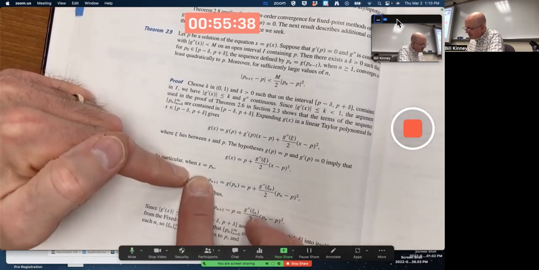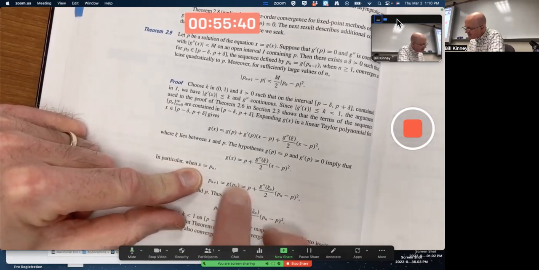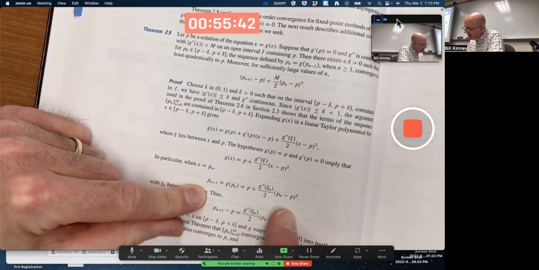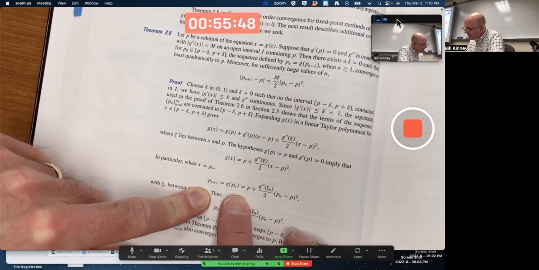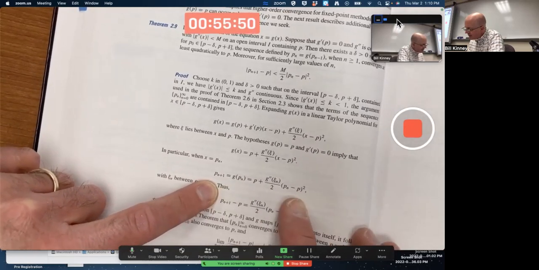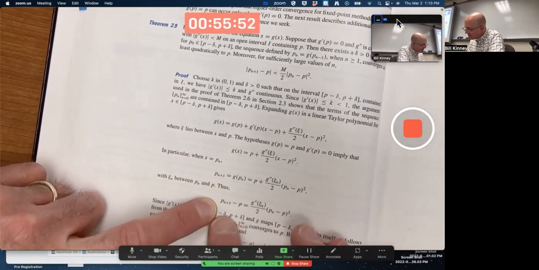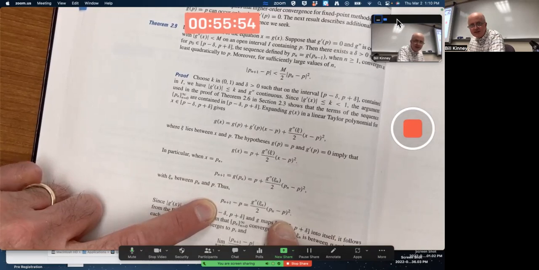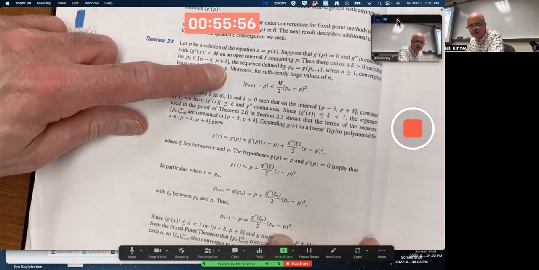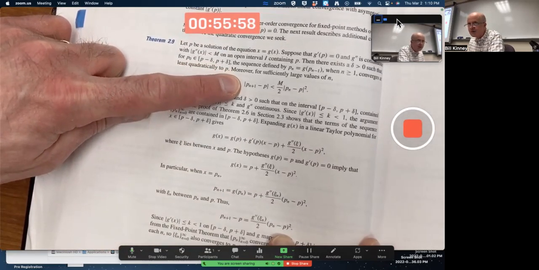In particular, when X equals Pn, replace X with Pn, you can say this kind of thing, where we're putting a subscript on the C as well, just to emphasize it does depend on n. Pn plus 1 ultimately equals this. And so if you subtract P from both sides, you get this. Why are they subtracting P from both sides? Well, because it's part of the conclusion of the theorem, and we'll need it to do the at least quadratic convergence part.